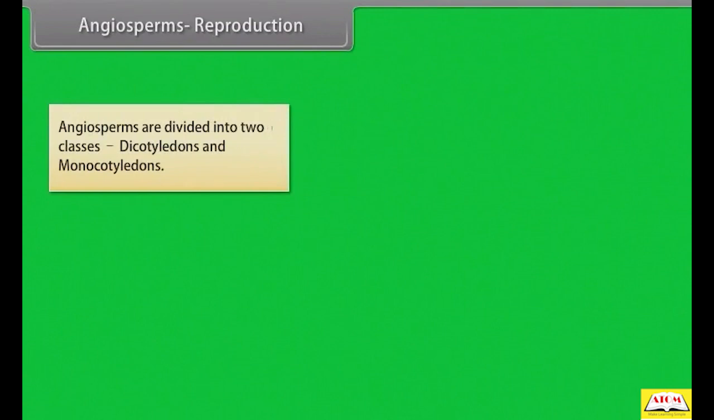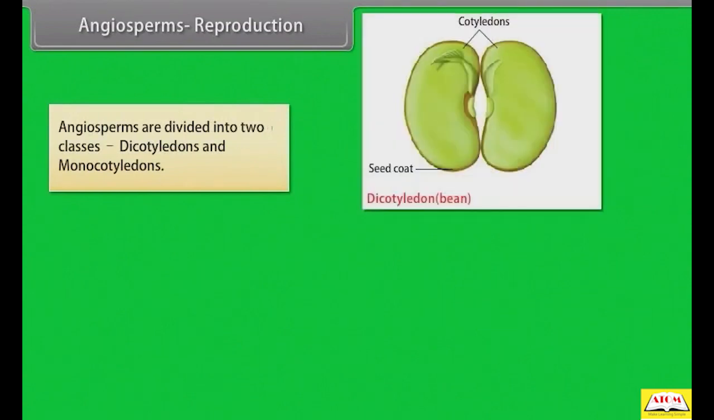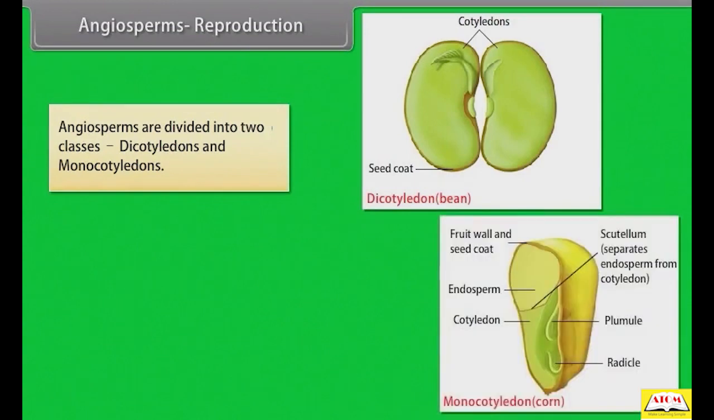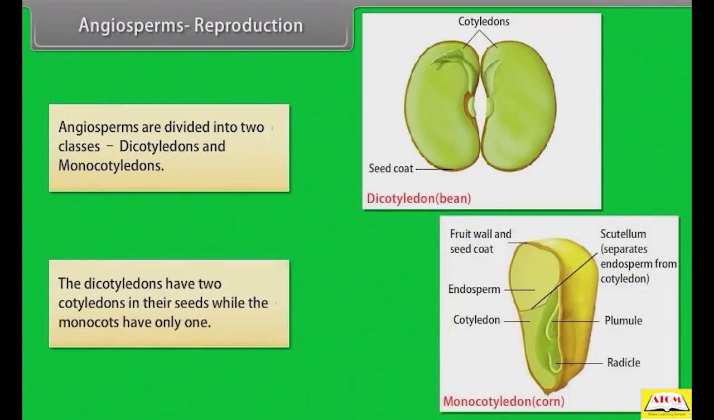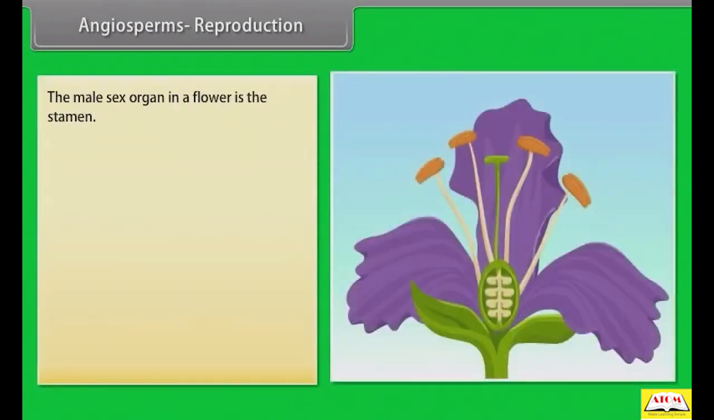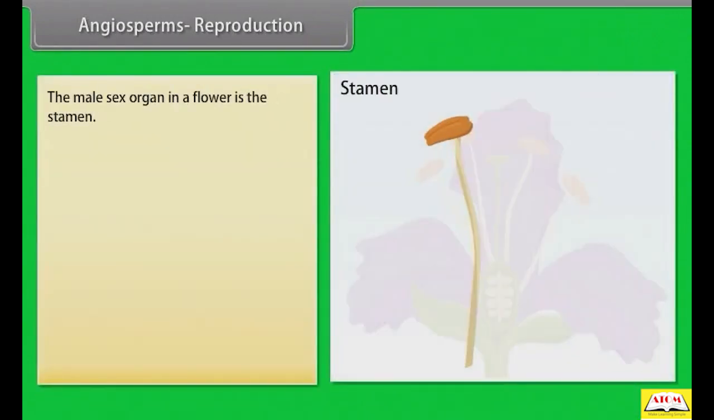Angiosperms. Reproduction. Angiosperms are divided into 2 classes: dicotyledons and monocotyledons. The dicotyledons have 2 cotyledons in their seeds, while the monocots have only 1. The male sex organ in a flower is the stamen.